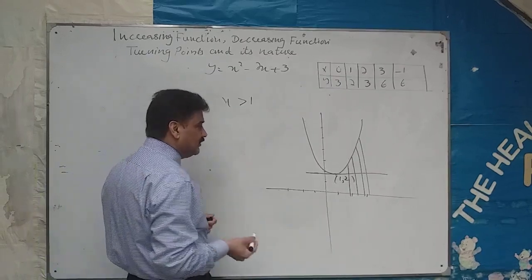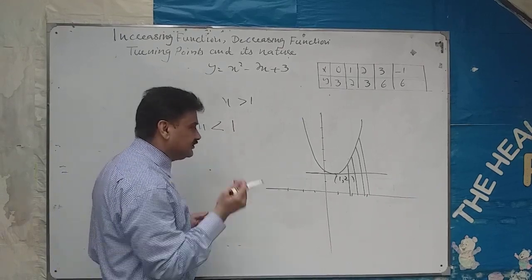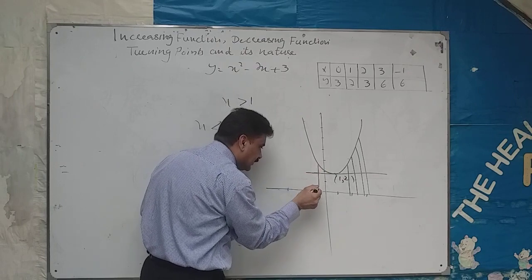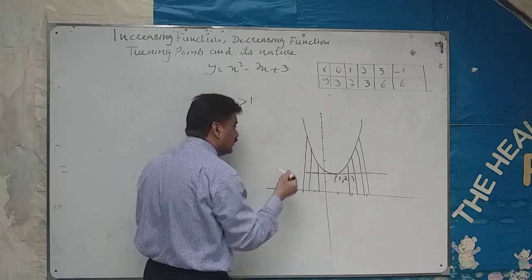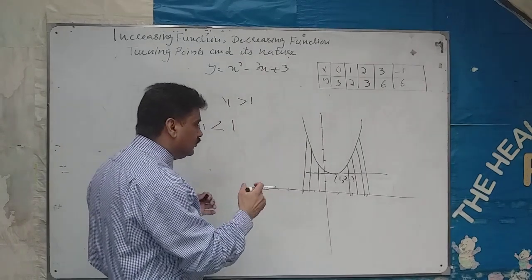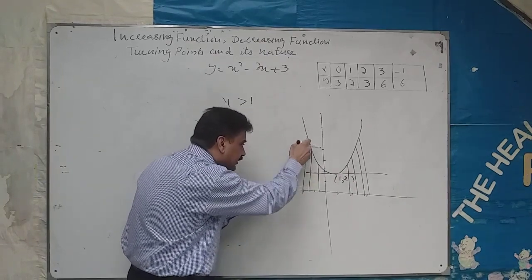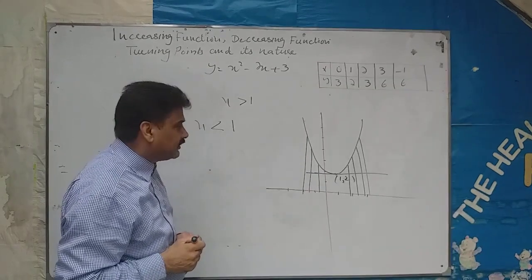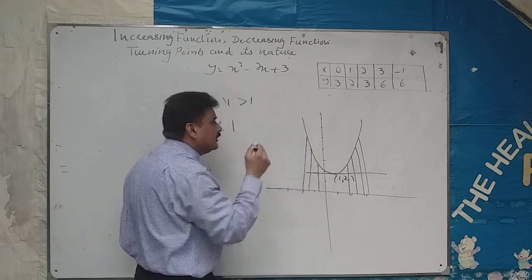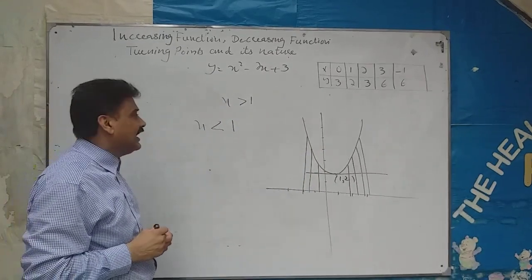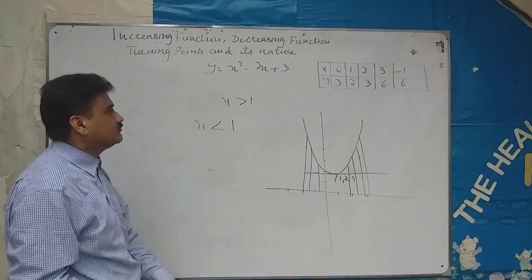Similarly, we can see that when x is less than 1, as we move toward the right of the x-axis, the values of y continuously decrease, and when we draw the tangent at any one of the points, its gradient will be negative. We can say that the function is decreasing for the interval when x is less than 1.